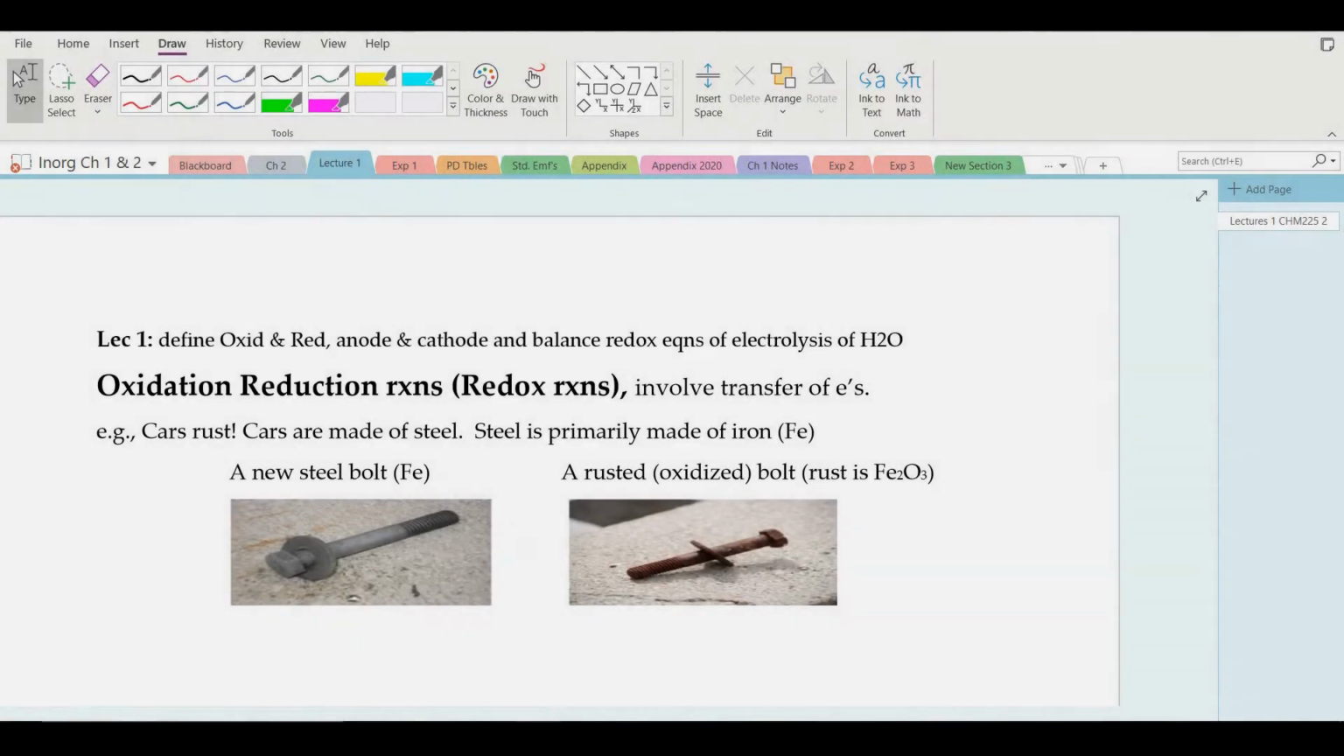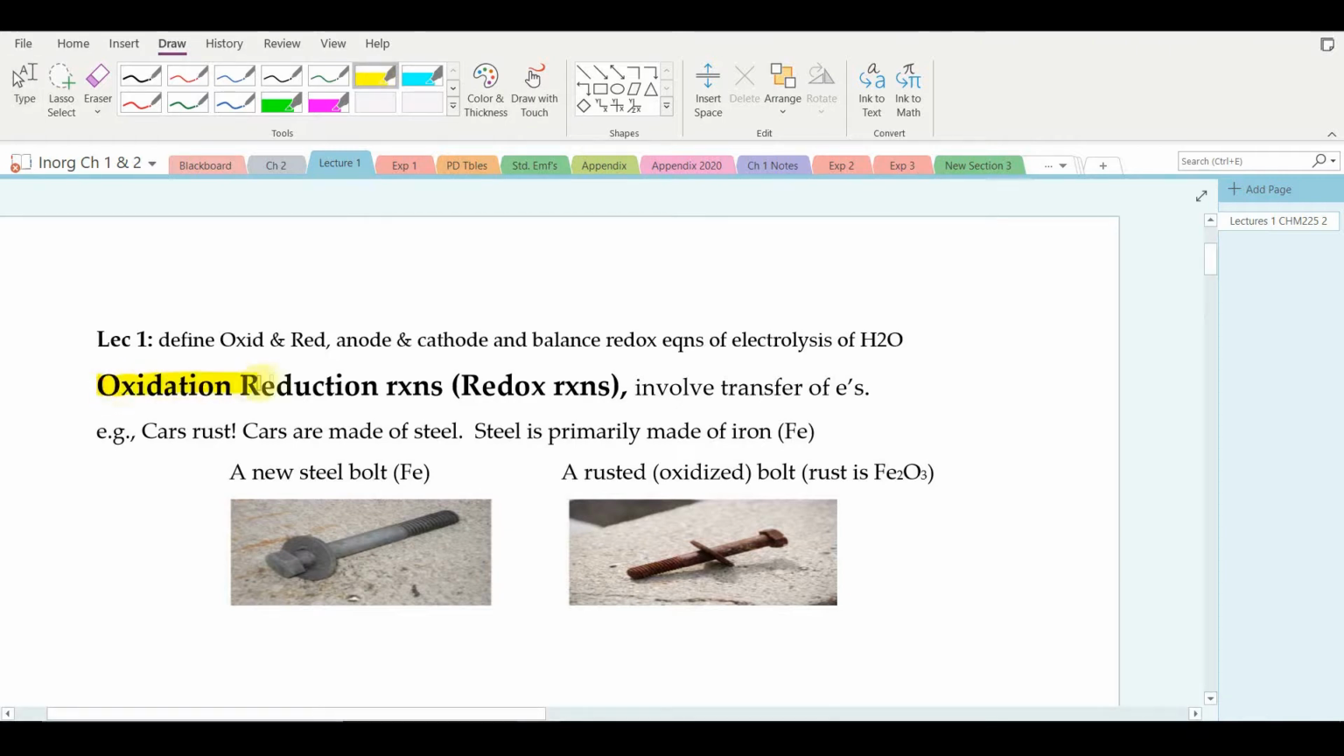This is the first actual lecture of CHM 225, and you'll find the notes for this all posted on Blackboard separate from the course notes. And we have to kind of leap ahead and talk about redox chemistry in preparation for our first experiment, where we will be carrying out electrolysis of water. So this is a bit out of place, but you need to know this, so it's as good a time as any.